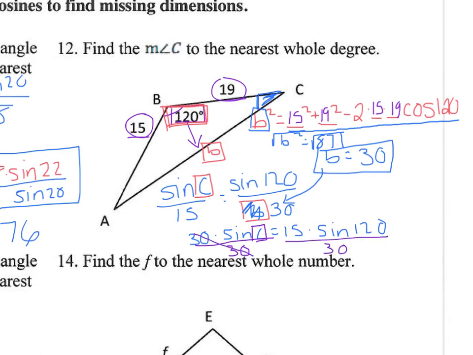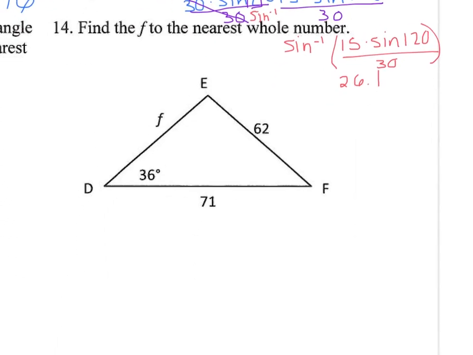And then the last thing I have to do is take the sine inverse of both sides. So go ahead and put in your calculator all at once the sine inverse of 15 times the sine of 120, all of that divided by 30, and you should get 26.1.